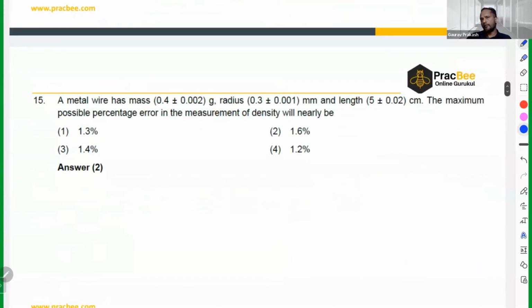Now, a metal wire, we have been given its mass and we have to find the percentage error in density. So we know that the formula of density is mass upon volume, which can be written as m upon pi r square into L. So now the error terms are given. The relative error of density will be given as dm by m plus 2 times dr by r plus dl by L.